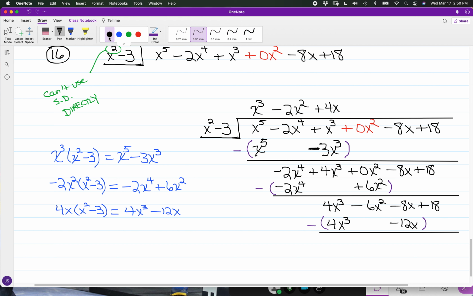In subtracting, 4x cubed goes out, and you're still going to have negative 6x squared to lead off in the next phase. Then we have negative 8x and plus 12x, so we have plus 4x, and we have plus 18. Then we have x squared into negative 6x squared. This looks like the last term of the quotient. So you have negative 6x squared plus 18.